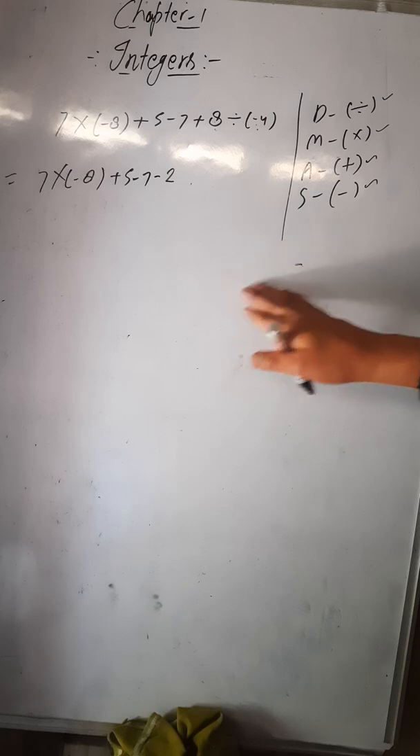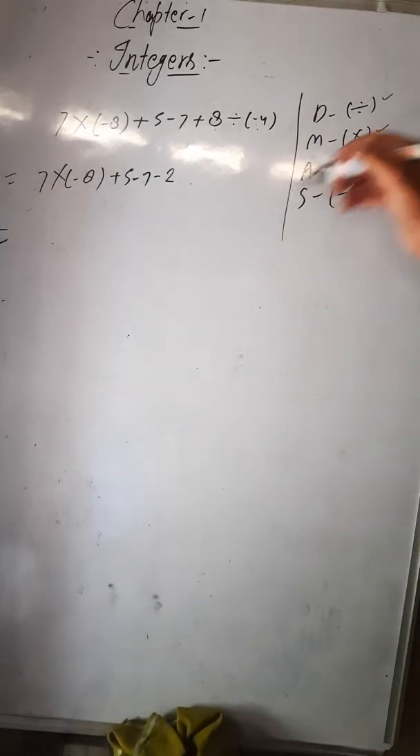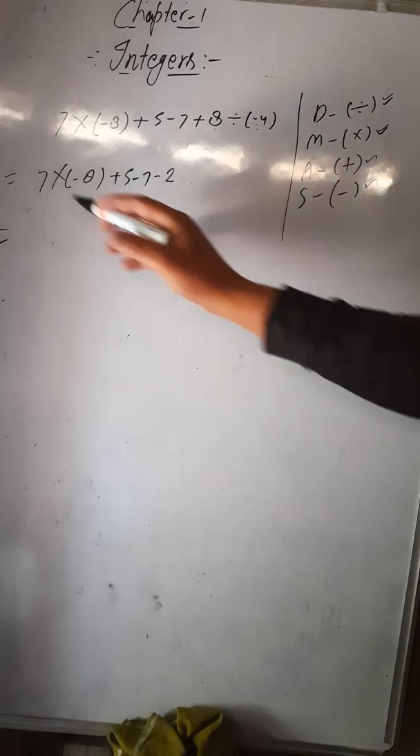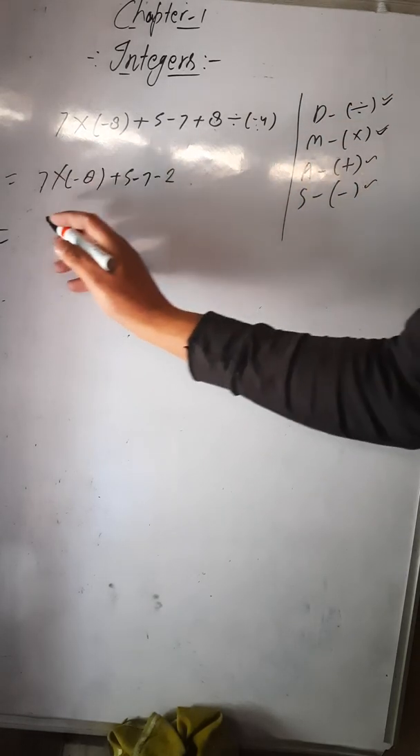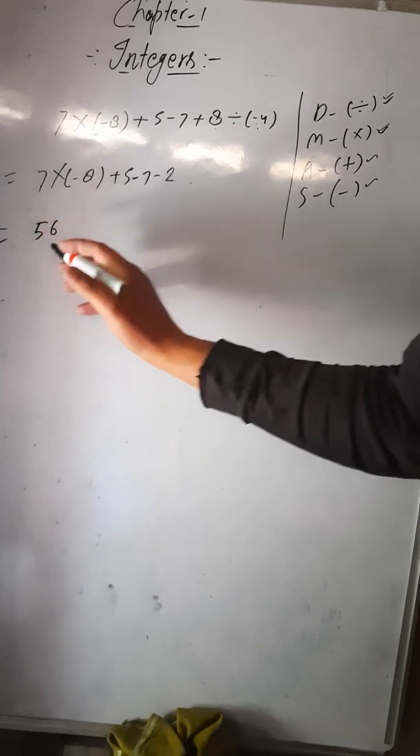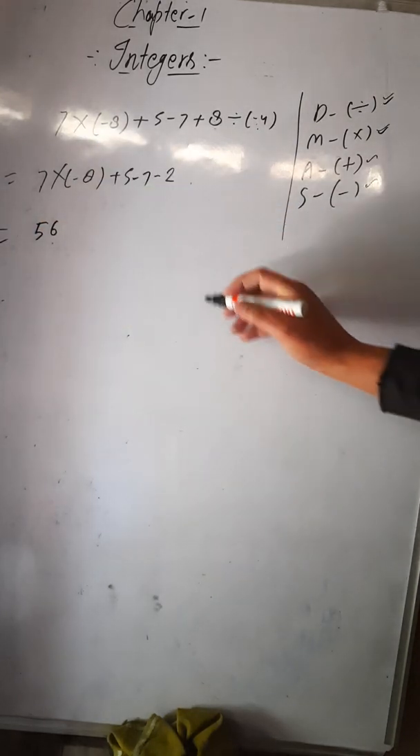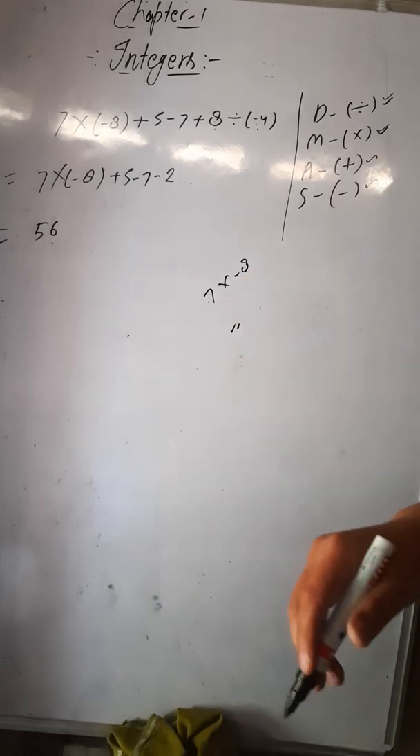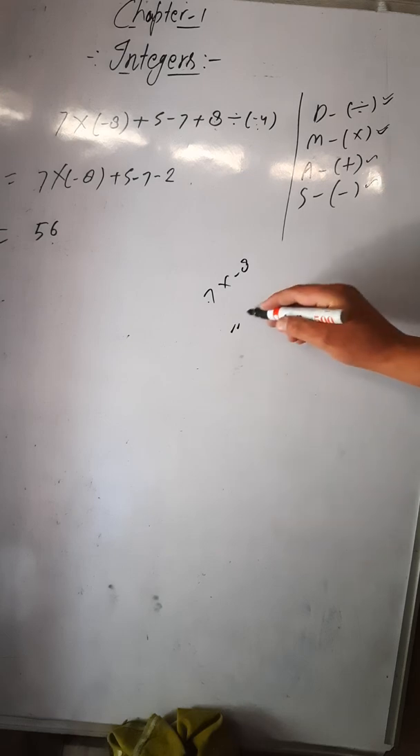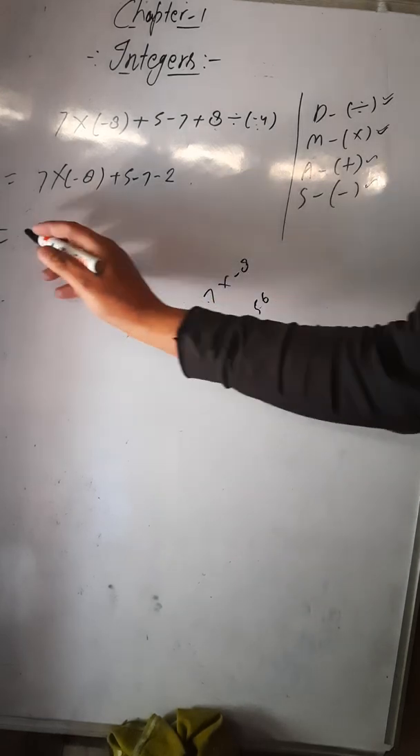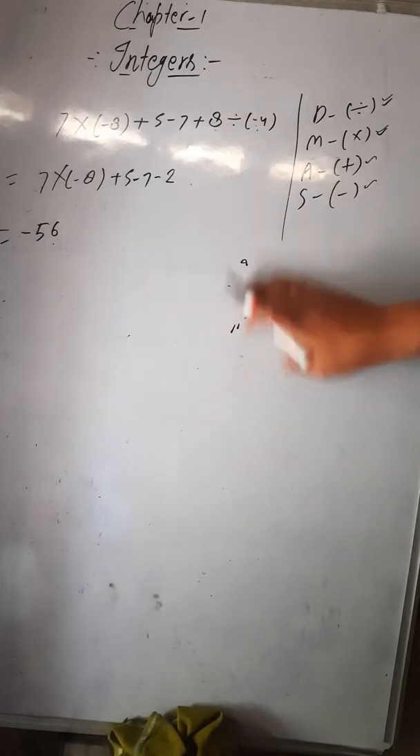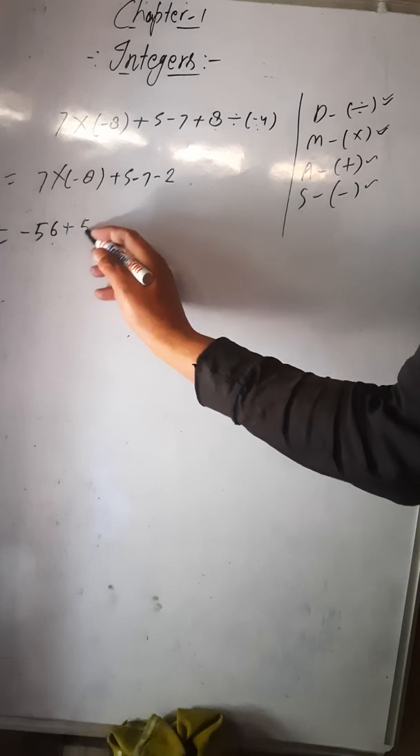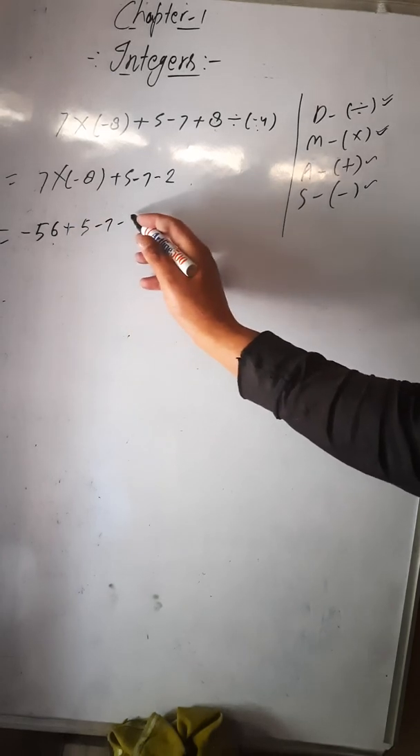Getting this? Good. Now in the sequence, the next one is multiplication. Division we have done, now the multiplication. Multiplication is here: 7 eights are 56. What will be the sign? I told you in the previous lecture, when positive and negative integers multiply each other, the sign is that of the negative integer. So it will be -56. Now the rest of the question as it is: +5, -7, and -2.